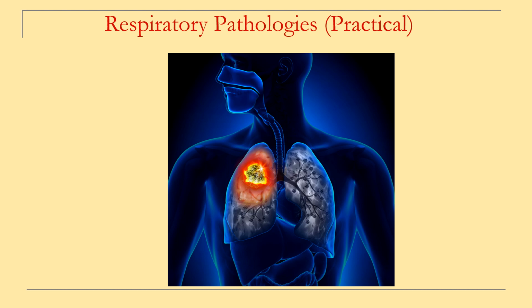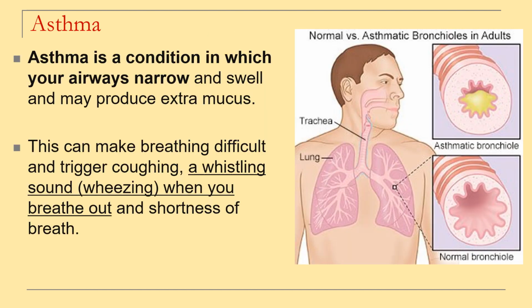All right, two pathologies. All of these pathologies are fair game for the practical, so make sure you're looking at these. First up is asthma, a condition in which your airways narrow and may produce extra mucus. This can make breathing difficult and trigger coughing and a whistling sound, like a wheezing, when you exhale, when you breathe out. We'll get a little whistling effect most of the time with asthma.